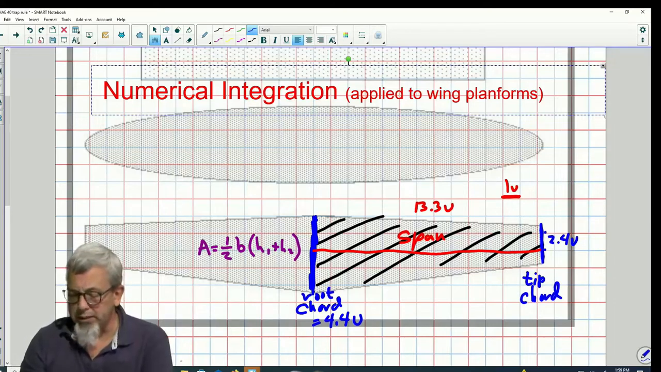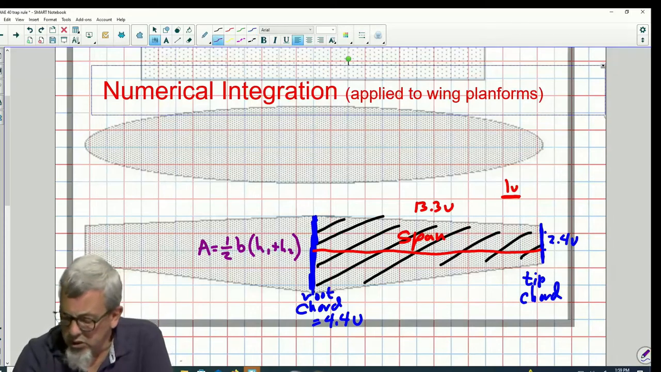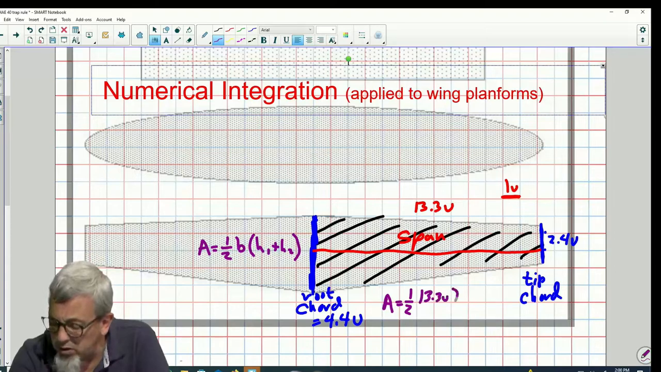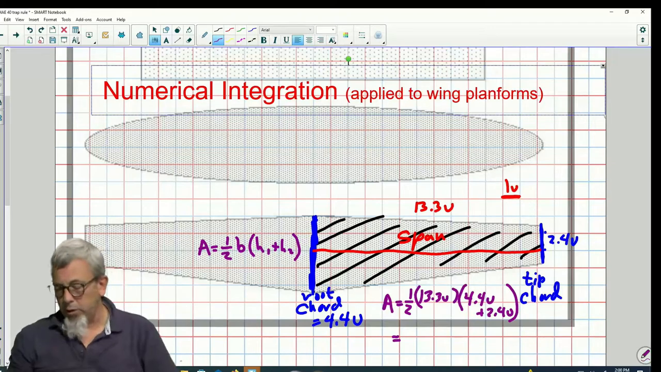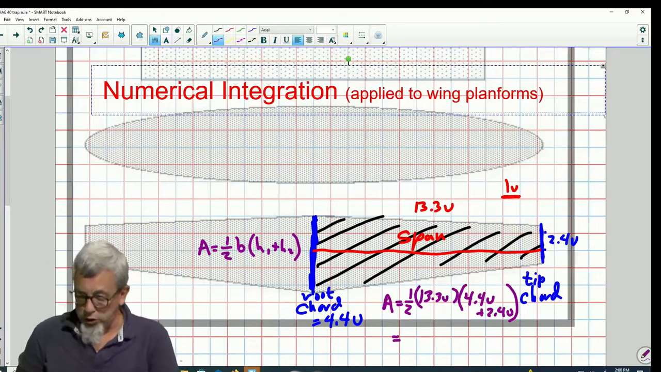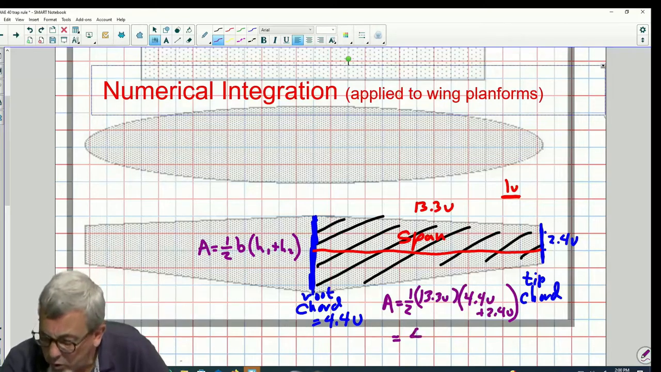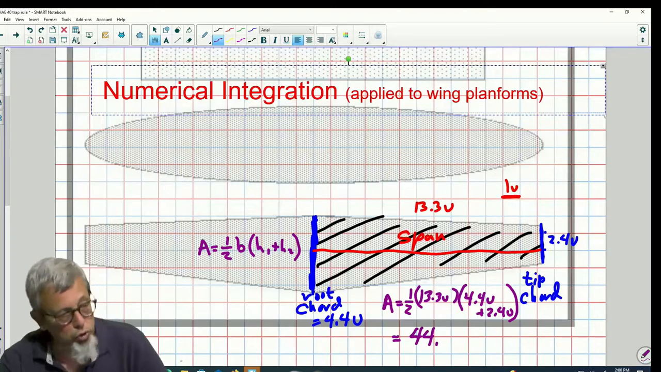I can put those measurements in to find the area, which I will do now. My area is going to be equal to 1/2 times that B, in this case the span, 13.3 units, times the sum of my two chords, 4.4 units plus 2.4 units. And when I do the math there, 4.4 and 2.4 average out to be 3.4, and then 3.4 times 13.3 gives me 45.22 square units.